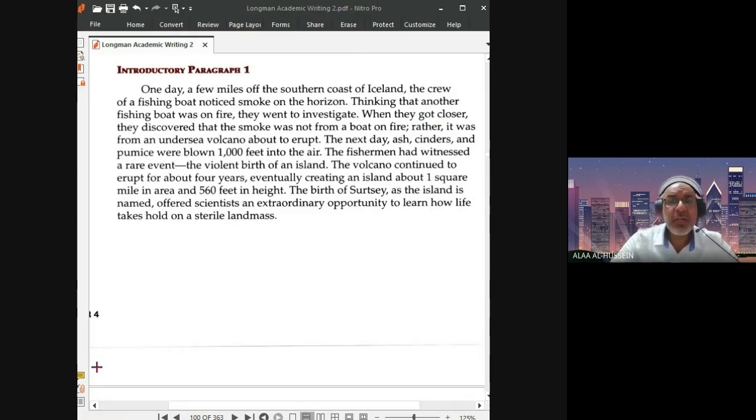When they got closer, they discovered that the smoke was not from a boat on fire. Rather, it was from an undersea volcano about to erupt. The next day, ash, cinders, and pumice were blown 1,000 feet into the air. The fishermen had witnessed a rare event, the violent birth of an island. The volcano continued to erupt for about 4 years, eventually creating an island about 1 square mile in area and 560 feet in height. The birth of Surtsey, as the island is named, offered scientists an extraordinary opportunity to learn how life takes hold on a sterile landmass.